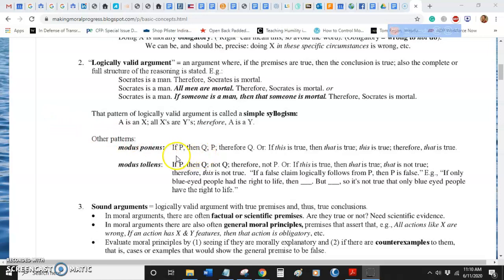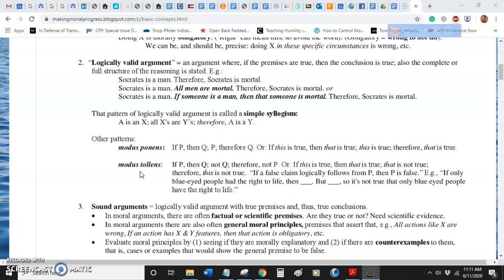Modus ponens says if P then Q, P, therefore Q. Modus tollens says if P then Q, not Q, so therefore not P. Modus tollens is often very helpful for thinking through an idea. If you think through a claim and see that something false follows from it, you can tell that the initial claim is false.